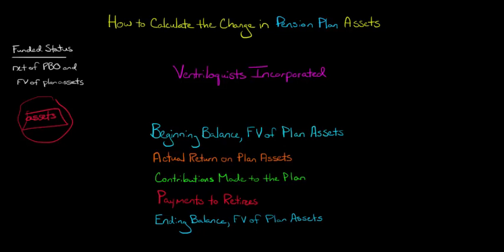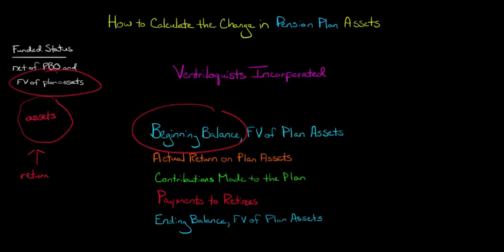So there's a pool of assets, and these assets earn a return. Ultimately this pool of assets is intended to satisfy the PBO, the projected obligation of a firm to its employees after they've retired, with a defined benefit pension plan. Now this fair value of plan assets can change and will change from year to year. So I just want to talk about what are the things that would change the fair value of plan assets.